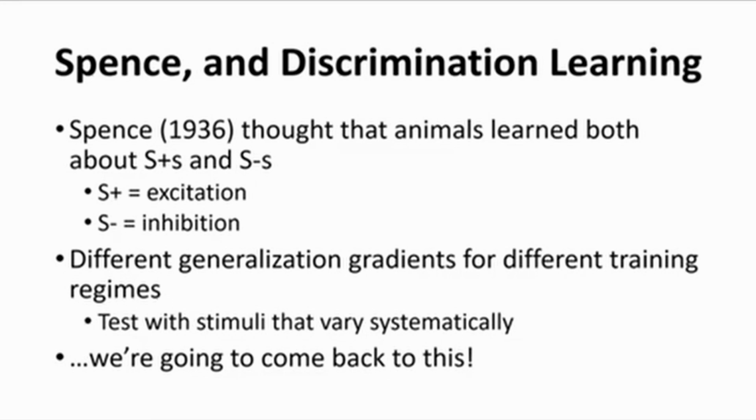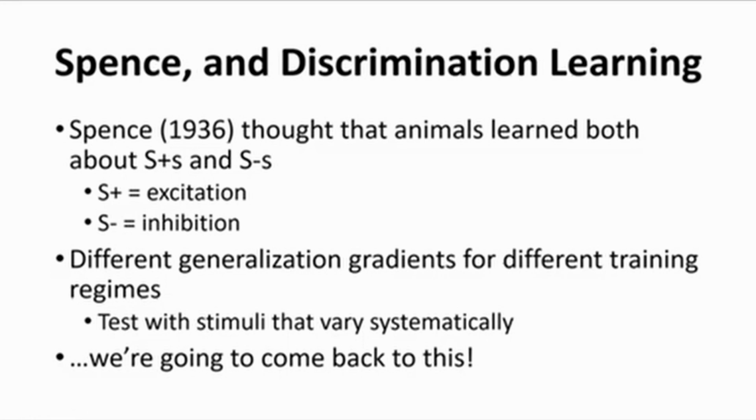So in the 1930s, Spence proposed that animals learned about both the S pluses and S minuses, where what they learn about an S plus would be something to do with excitation, and an S minus would be to do with inhibition. So when there's an S plus, you learn that you should make a response. And when there's an S minus, you learn that you should not make a response. And that's because when the S plus is present, you get reinforced, and when the S minus is present, you do not get reinforced. So the reinforcement of a response in the presence of our S plus leads to excitatory conditioning, and non-reinforcement of the response during our S minus leads to inhibitory conditioning.